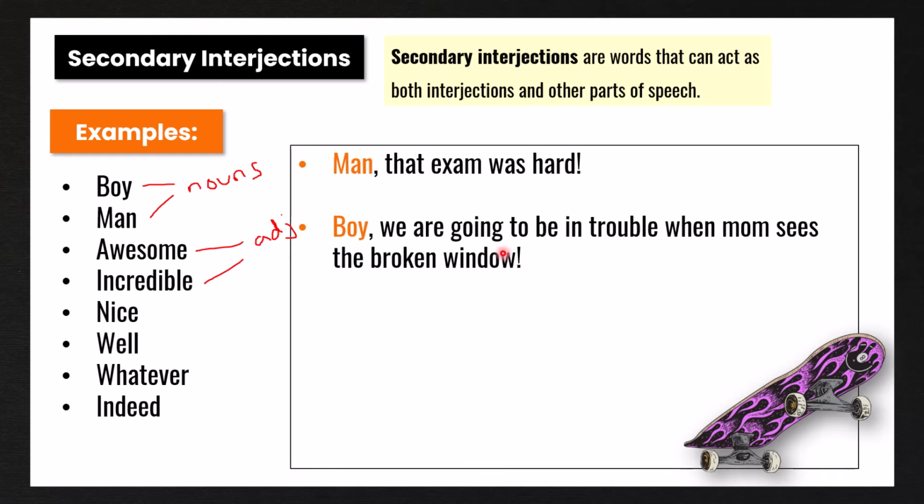Another example, boy, we are going to be in trouble when mom sees the broken window. Again, a boy is a small child, but I'm not necessarily talking to a boy. I am just emphasizing, oh, we're going to be in a lot of trouble. Oh boy. It's an expression that we use in English. And both of these are interjections. We are not talking necessarily to a man or a boy.